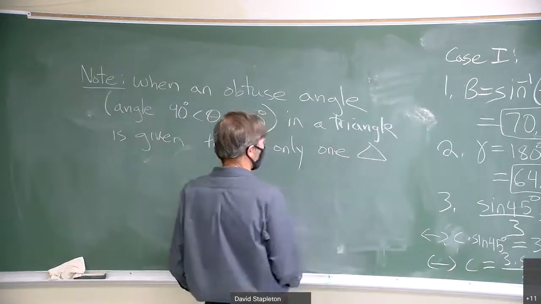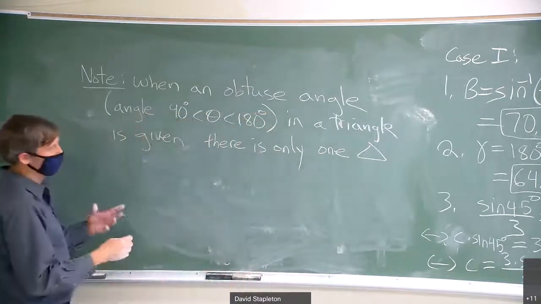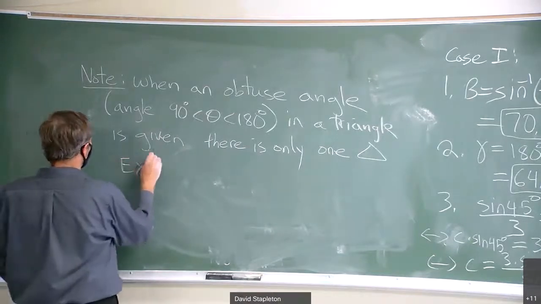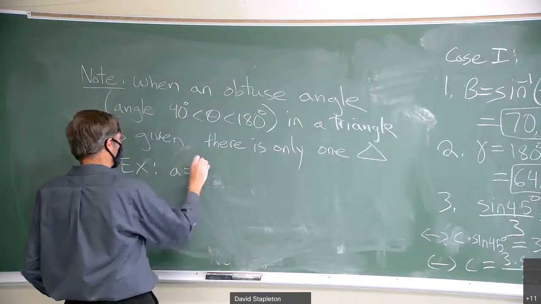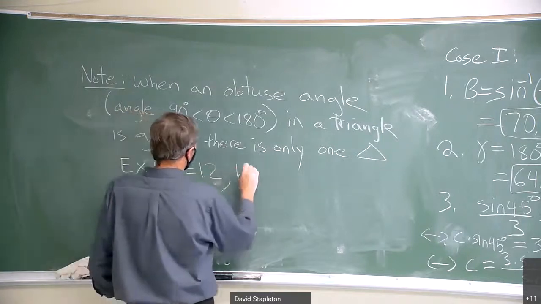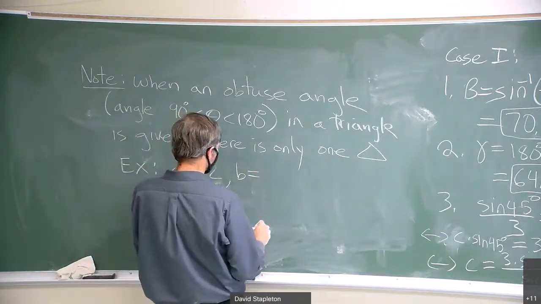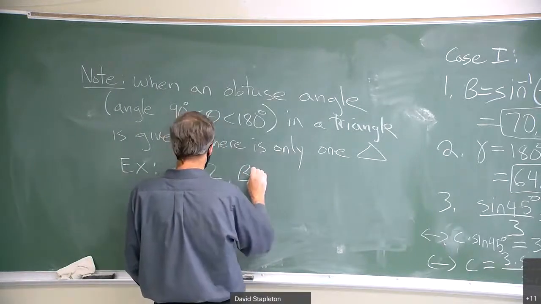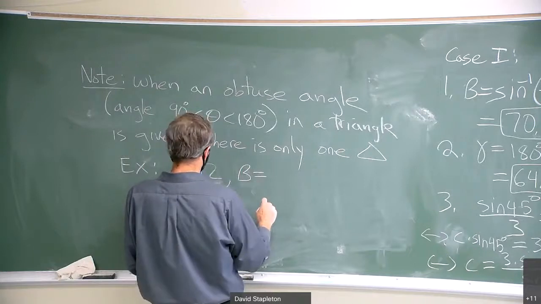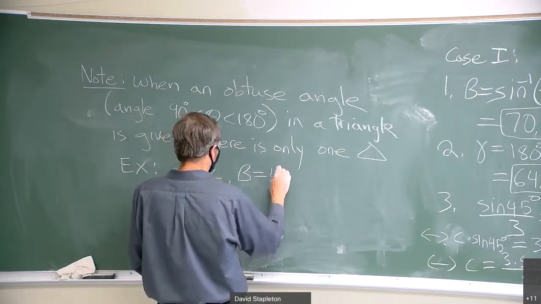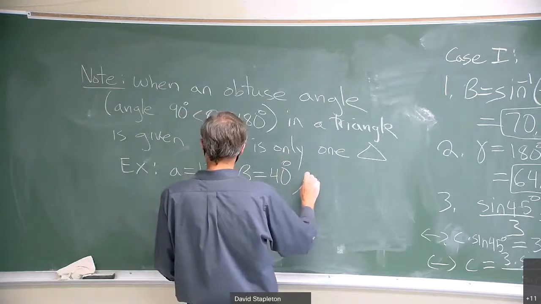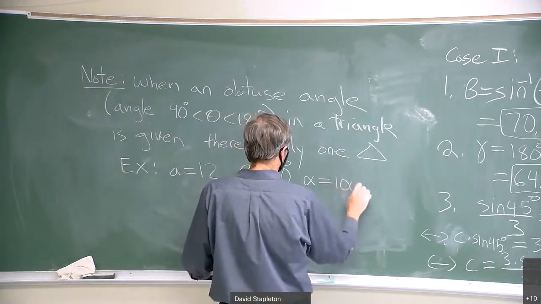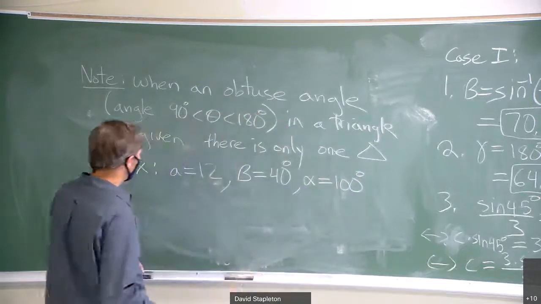You don't have to remember all these rules. This is sort of intuition. What you do is practice these and see these things as you go along. For example, suppose I'm given A equals 12, beta equals 40 degrees, and alpha equals 100 degrees. What case is this?